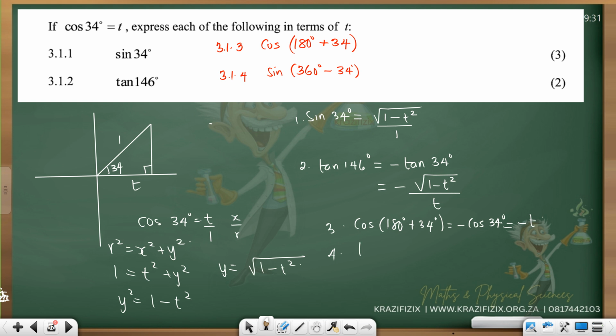Number 4. Sine 360 minus 34. That is the fourth quadrant. And sine is what? Negative. And what is sine 34? Please let me know. It's as simple as that. Once you get your x, y, and r, you are done with these questions.